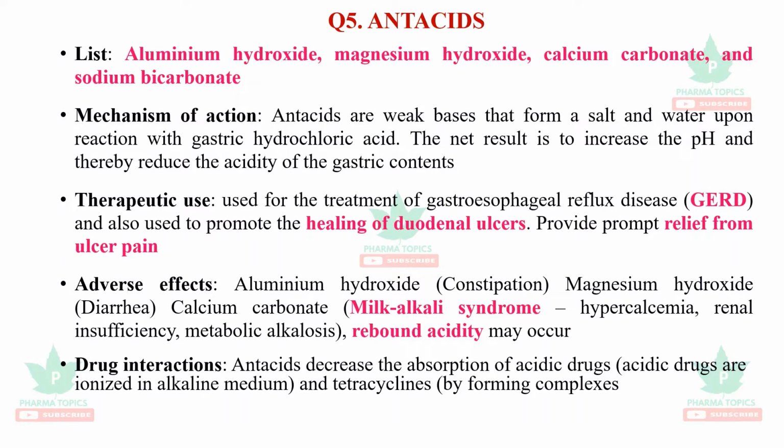Syndrome is a group of symptoms. You can remember these symptoms. Antacids may cause rebound acidity. When the antacids are stopped, rebound acidity may occur. The drug interactions: antacids decrease the absorption of numerous drugs, such as acidic drugs, which get ionized in the alkaline medium, and they may form complexes with the tetracyclines.